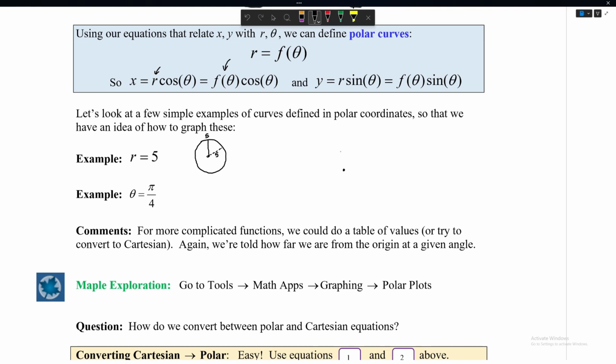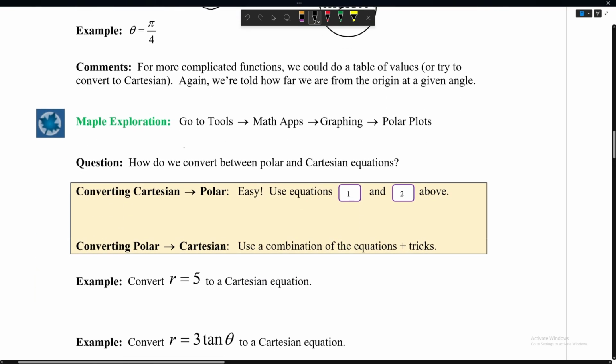I draw my angle, and pi over 4 is 45. So we're going to go 45. So that is 45. There you go. And obviously it goes both ways. Just like we said 5 all around, this is 45 both ways, because we're looking at the 45 angle. And so that is what your 45 looks like. For more complicated functions, we could do a table of values or try to convert to Cartesian.